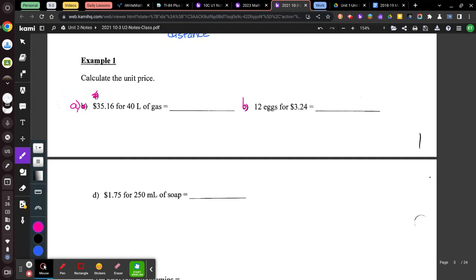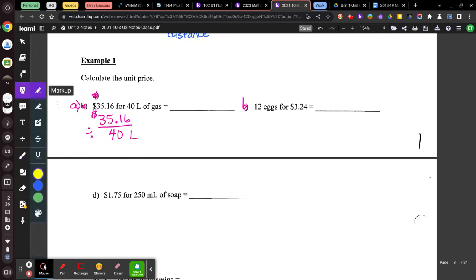So whenever you see an amount of money and then you see an amount of an object, all you're going to do is put the money on top of the object. So this is going to be 35.16 divided by 40. That's all it's going to be. And now take a look, here's your units. Units, if they're identical, they'll cross off and cancel. If the units are different, you need to use them both. Well, I have dollars and I have liters. They're different, so I'm going to use them both. So that means my answer is going to be per liter, which is what we want.